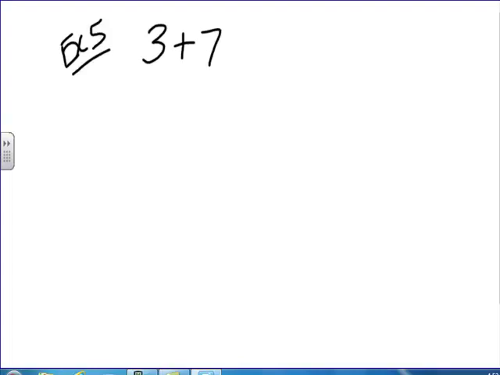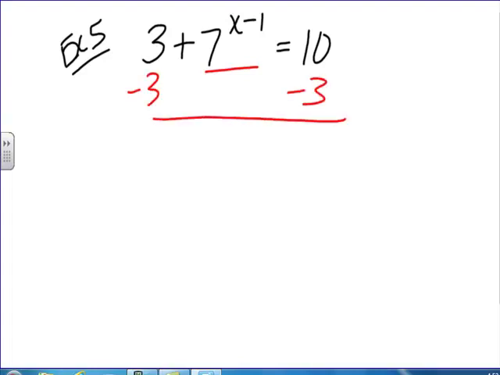Solve 3 plus 7 to the x minus 1 equals 10. So solve for x once again. I really want to focus in on where the x is that I'm trying to solve for. So I'm going to do the same thing. I'm going to get that by itself. And maybe that is what I need to do to make this become an easier problem.